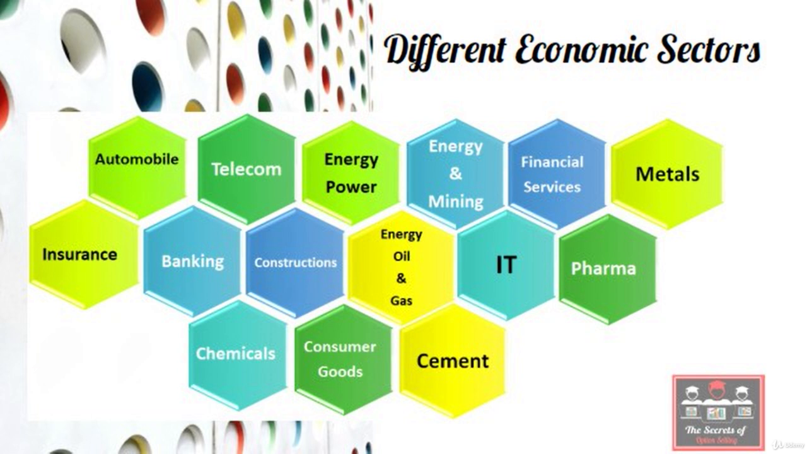Let us understand different economic sectors in which you can have stock in the secondary script for you to sell options. Different economic sectors that constitute Nifty 50 are automobile, banking, cement, chemical, construction, consumer goods, energy, oil and gas, energy power, energy and mining, financial services, information technology, insurance, metal, pharmaceutical, telecommunication.